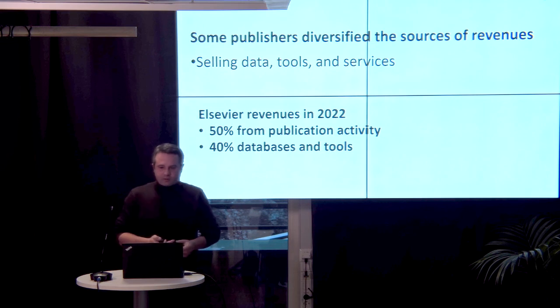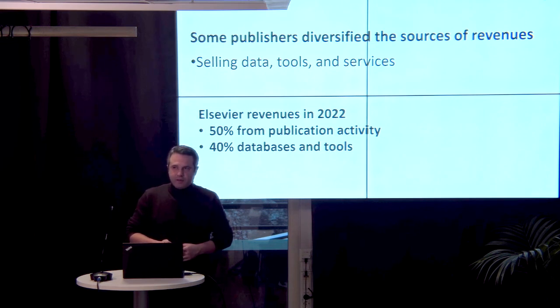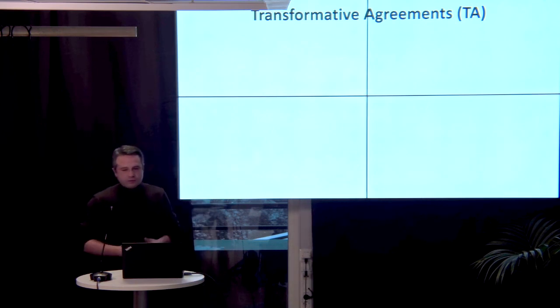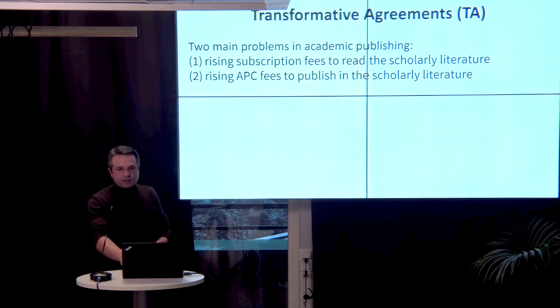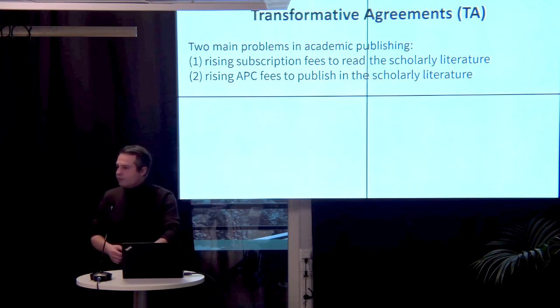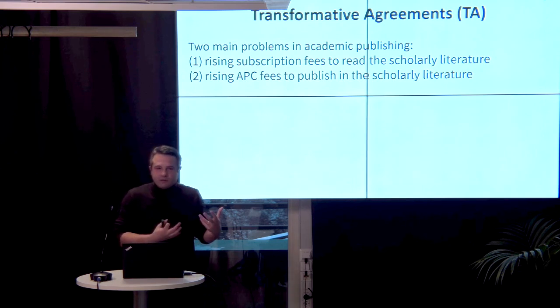The final important trend, which might deserve a separate section, is the so-called transformative agreement. Maybe not new for many of you. What is a transformative agreement? Well, I mentioned that there are two main problems in academic publishing: rising subscription fees to read the scholarly literature and rising APC fees to publish in it. Last slide also of Doug. So transformative agreements emerged to tackle these two problems.